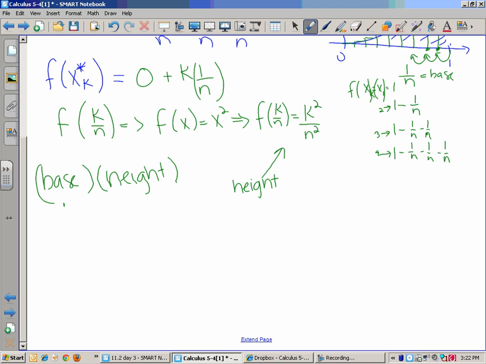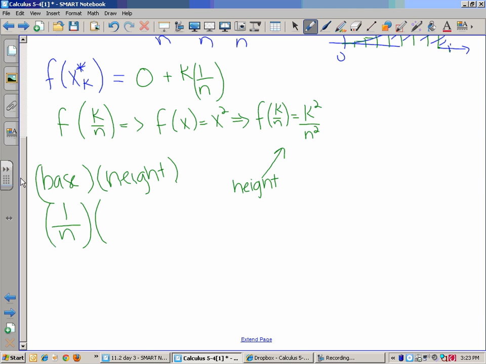So what's my base? My base is 1 over n. Oh, I know why. Let me fix this for a second. This should go away because that's throwing me off now. They went 0 and they just went across 1 over n. Across 1 over n. Got it. Okay, I'm with it now. Sorry, detour. And then my height is going to be k squared over n squared.